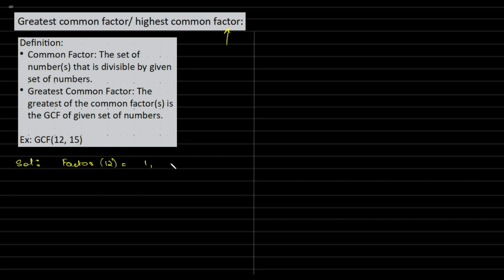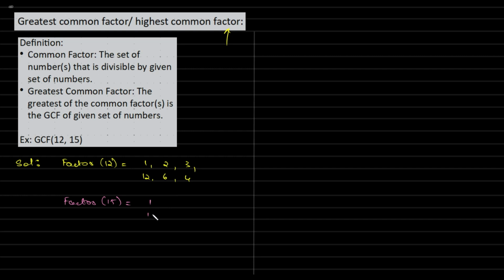Factors of 12 are 1, 12, 2, 6, 3 and 4. How did I do that? 1 times 12 is 12, 2 times 6 is 12, 3 times 4 is 12. That's it. Writing in this order helps when you are splitting the middle term. It helps in scenarios where you have to use the common factor that comes in splitting the middle term.